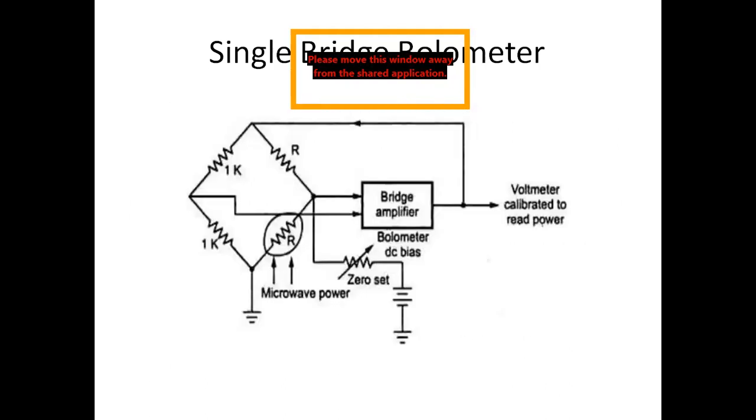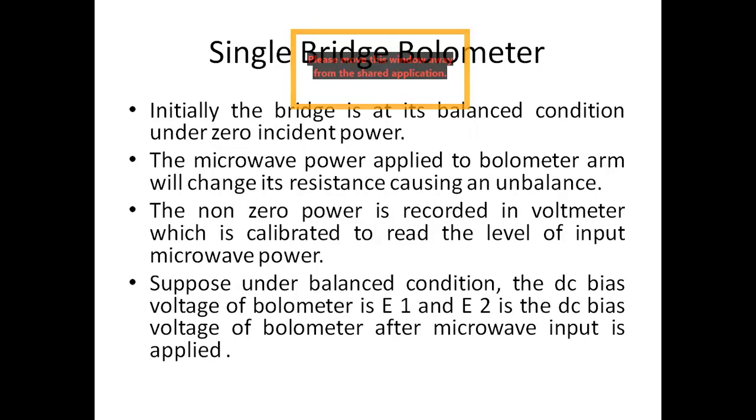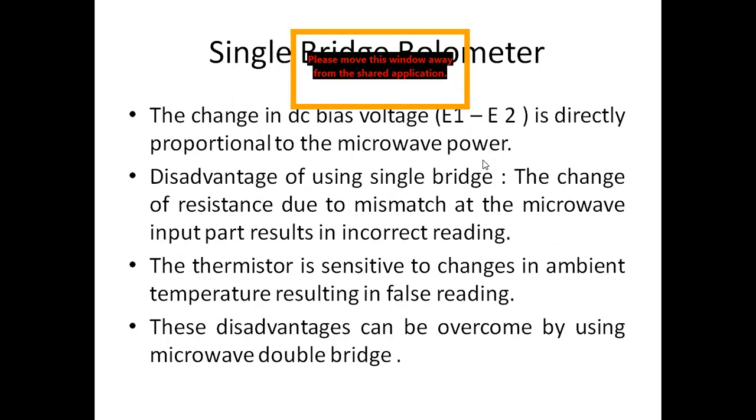The power of our incident microwave can be measured using the difference between E1 and E2. E1 is the voltage of the bolometer under zero microwave condition, and E2 is the voltage of the bolometer under RF microwave, after the RF microwave is incident. So this difference in E1 and E2 will give us the incident RF power.